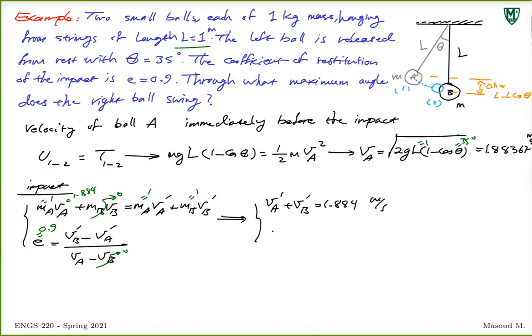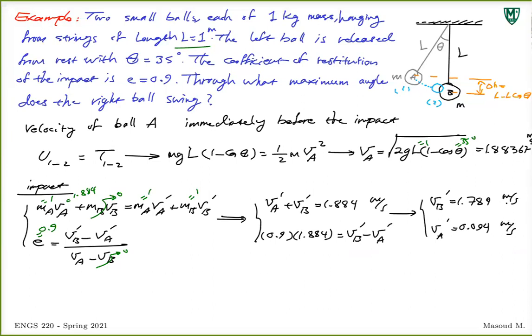From the second one, you'll get 0.9 times VA, which is 1.884, is equal to VB prime minus VA prime. So we get two equations, two unknowns. You will get the velocities after the impact for both. You will get VB prime as 1.789, rounding the numbers here. VA prime is 0.094.